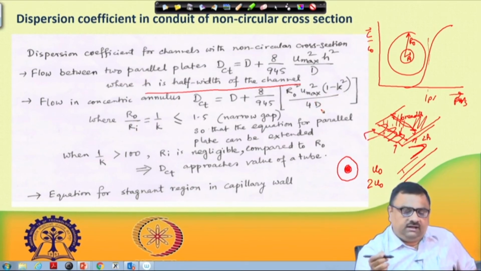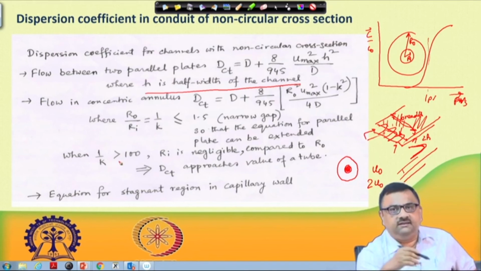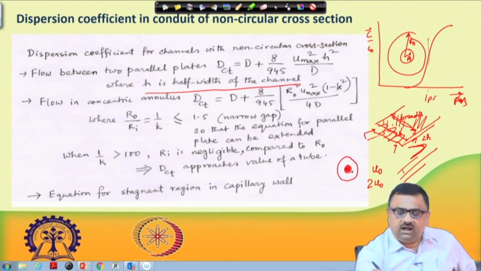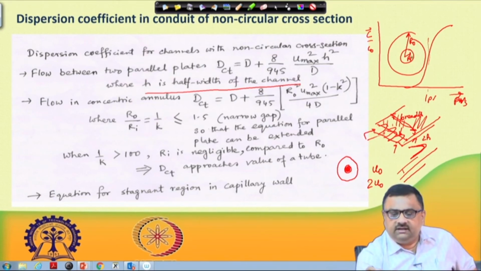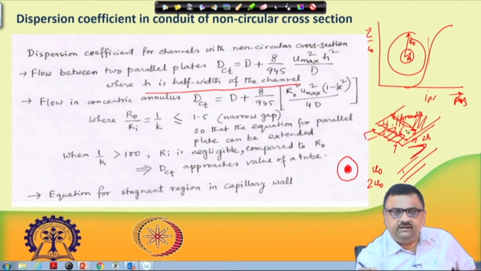On the other hand, when 1 by k is greater than 100, that means Ro by Ri is greater than 100. That means Ro is greater than 100 Ri. That means Ri is very small and Ro is large. In the other case, Ri and Ro are comparable. So, that is why we are talking about a thin gap, and that is why you extend it this way.